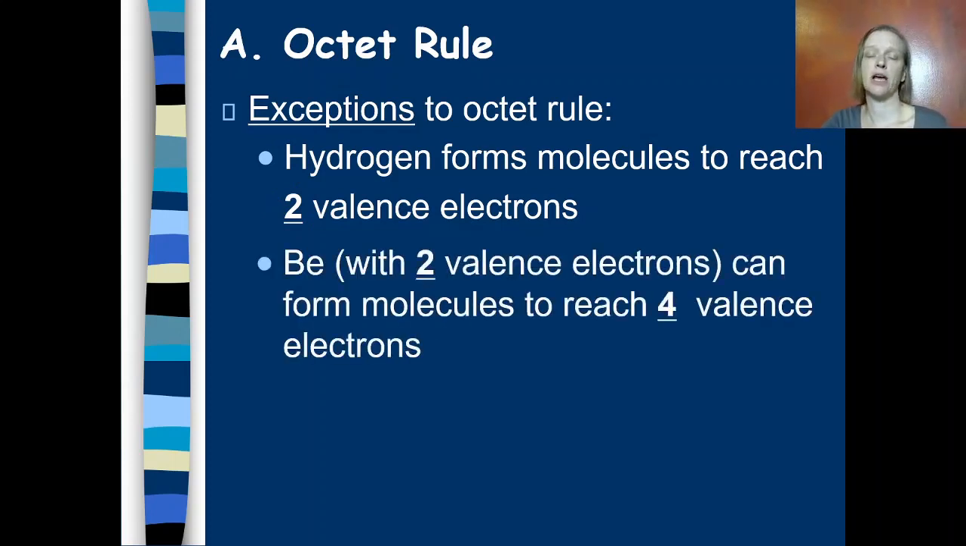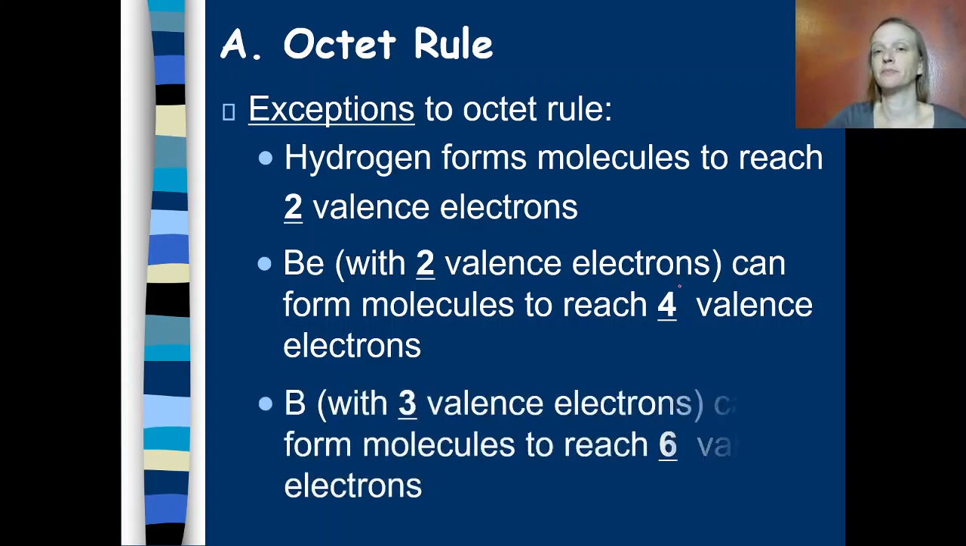Beryllium is another exception to the octet rule. Beryllium starts with 2 valence electrons, but it's going to form bonds in order to reach 4 valence electrons. So the maximum you tend to see for beryllium is about 4 valence electrons. Similarly for boron. Boron starts with 3 valence electrons, and it's going to form covalent bonds to reach up to 6 valence electrons, typically speaking.